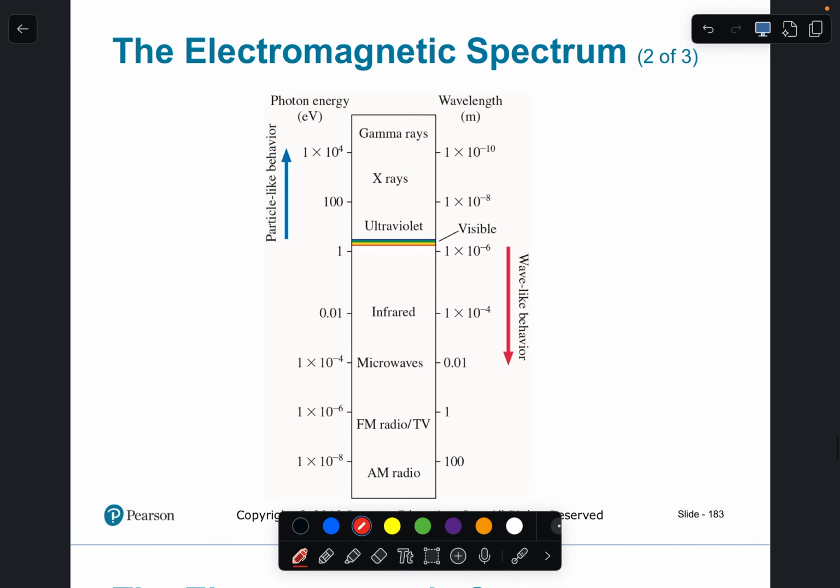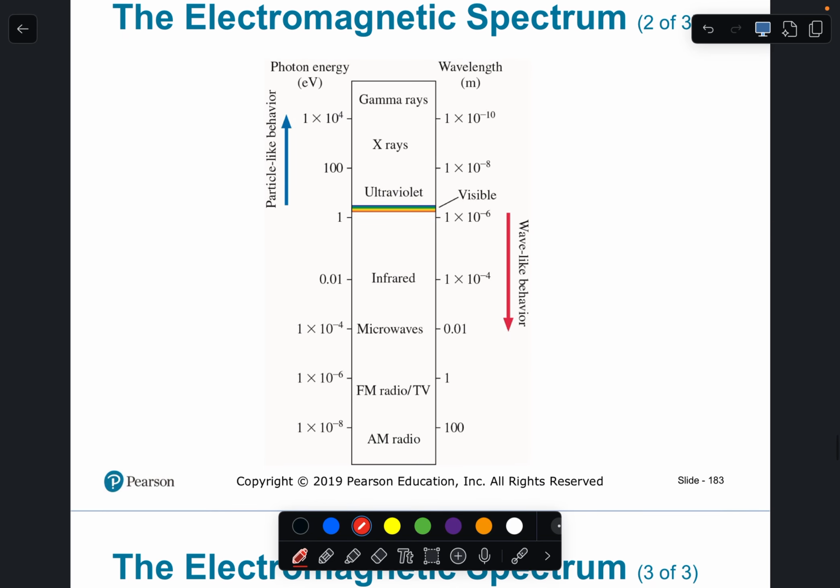This is where those guys live on the electromagnetic spectrum. When you have very high energies and very small wavelengths, you're going to get particle-like behavior. Those types of waves are gamma rays, which are produced by heavenly bodies, stars. X-rays are also produced a lot in outer space, but we can make them here. We make them all the time to do imaging.